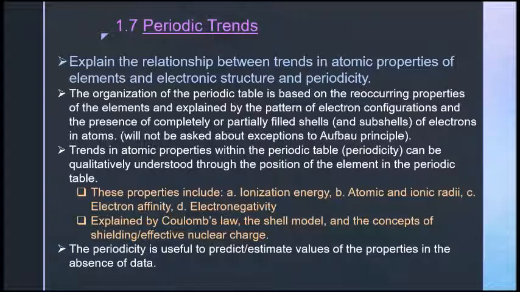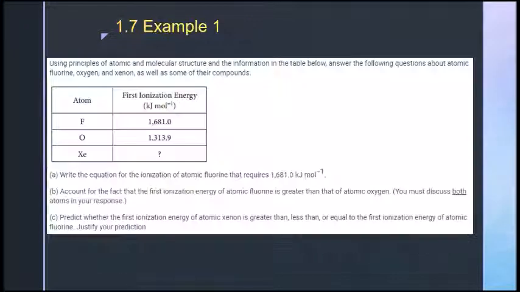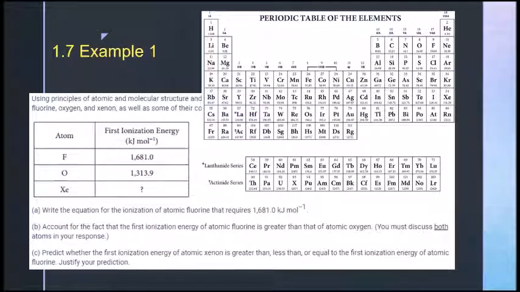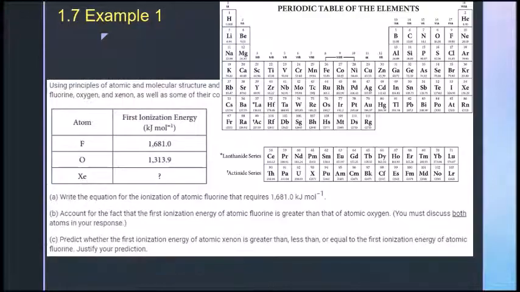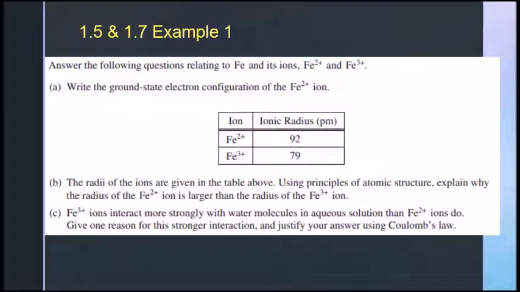1.7 periodic trends, I gave you a few different examples. Here's one with ionization energy. And as you can see, these are definitely completely from old exams. These were prior free response questions. Here's the second part of it, doing the B part. Here's the third part, doing the C part.